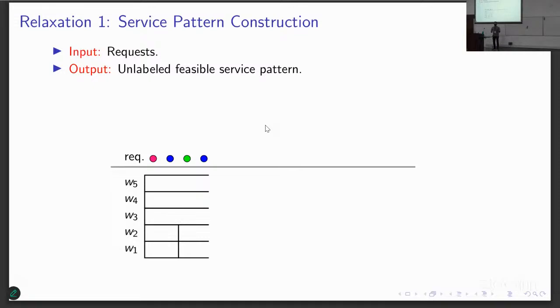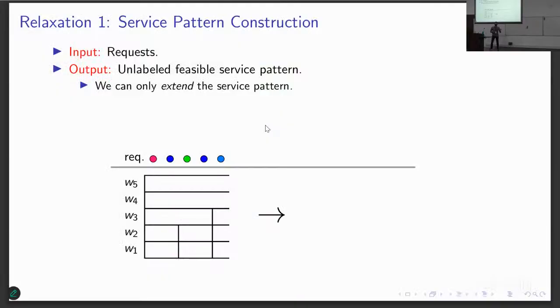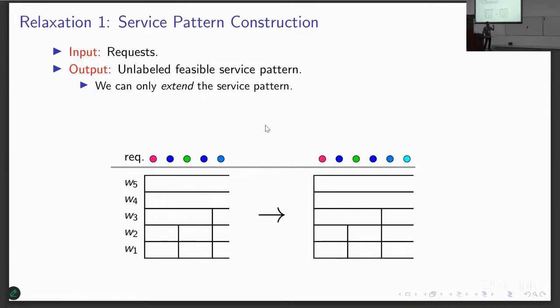First, let's say you get a new request. You can only extend the service pattern. You can't change the movements that you have done in the past. So for any new request that you get, you can only extend the service pattern to output a feasible service pattern. You can't output something entirely new. And it should be a feasible service pattern.